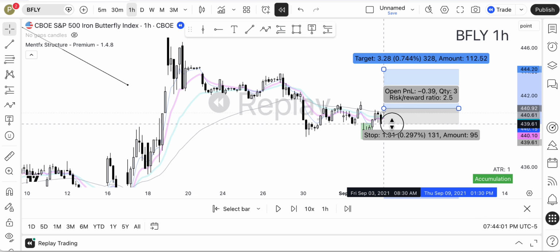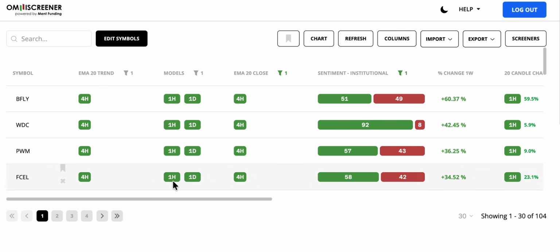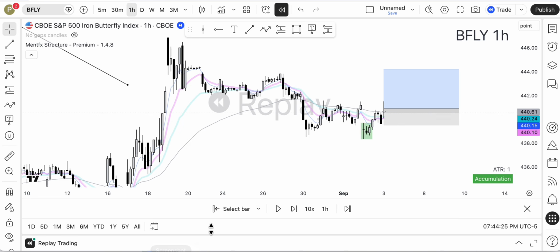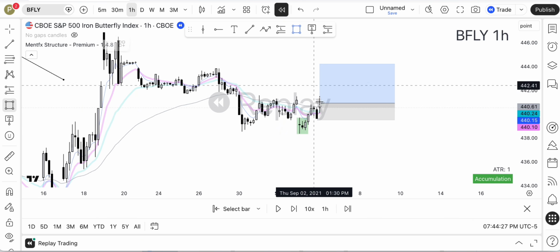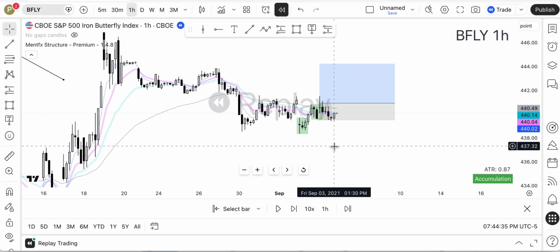My entry would be right there. What is it? 8:30 a.m. Friday, September 3rd, 2021. Let's see what we got. Double MB. -1.